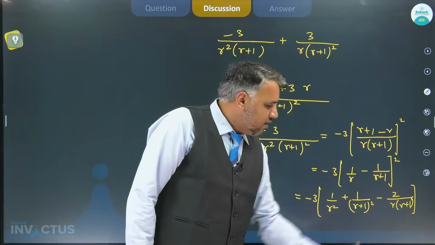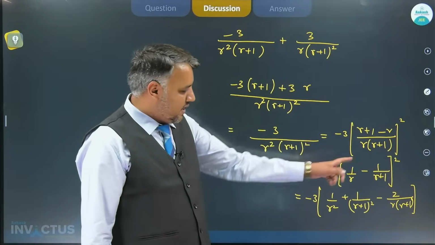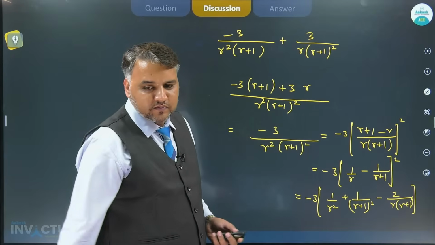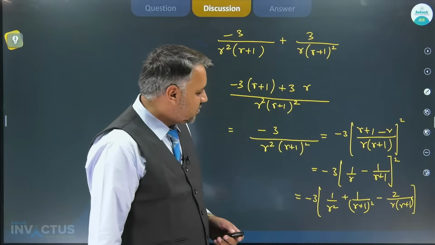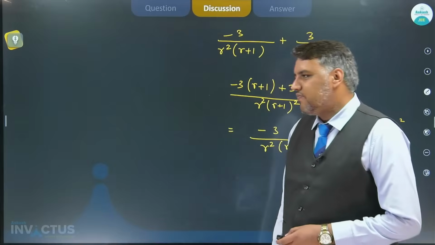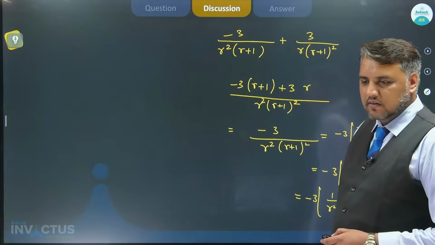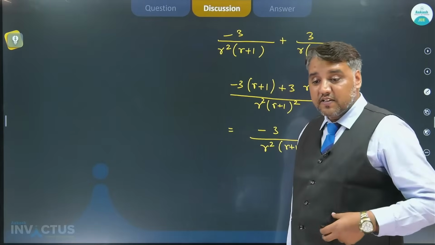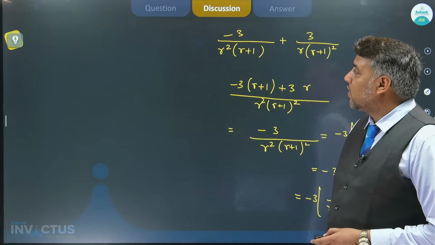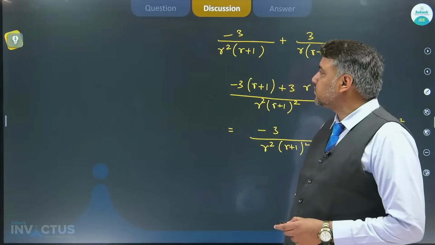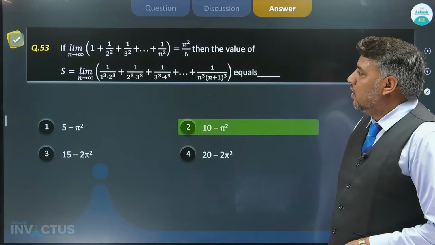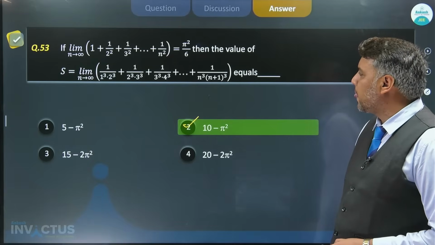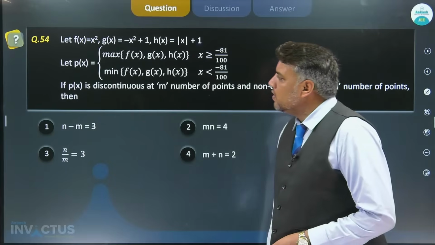Again, for this portion, we can break this in telescopic series, that (r plus 1) minus r, and then divide further. Okay? I think it's over. You can easily calculate. No, it was not based on definite integration. You must have noticed that the syllabus was up to AOD. Only the syllabus up to AOD was complete. Okay, so answer will be 10 minus pi square. Further calculations will be easy. Okay, let's move on to the next question.